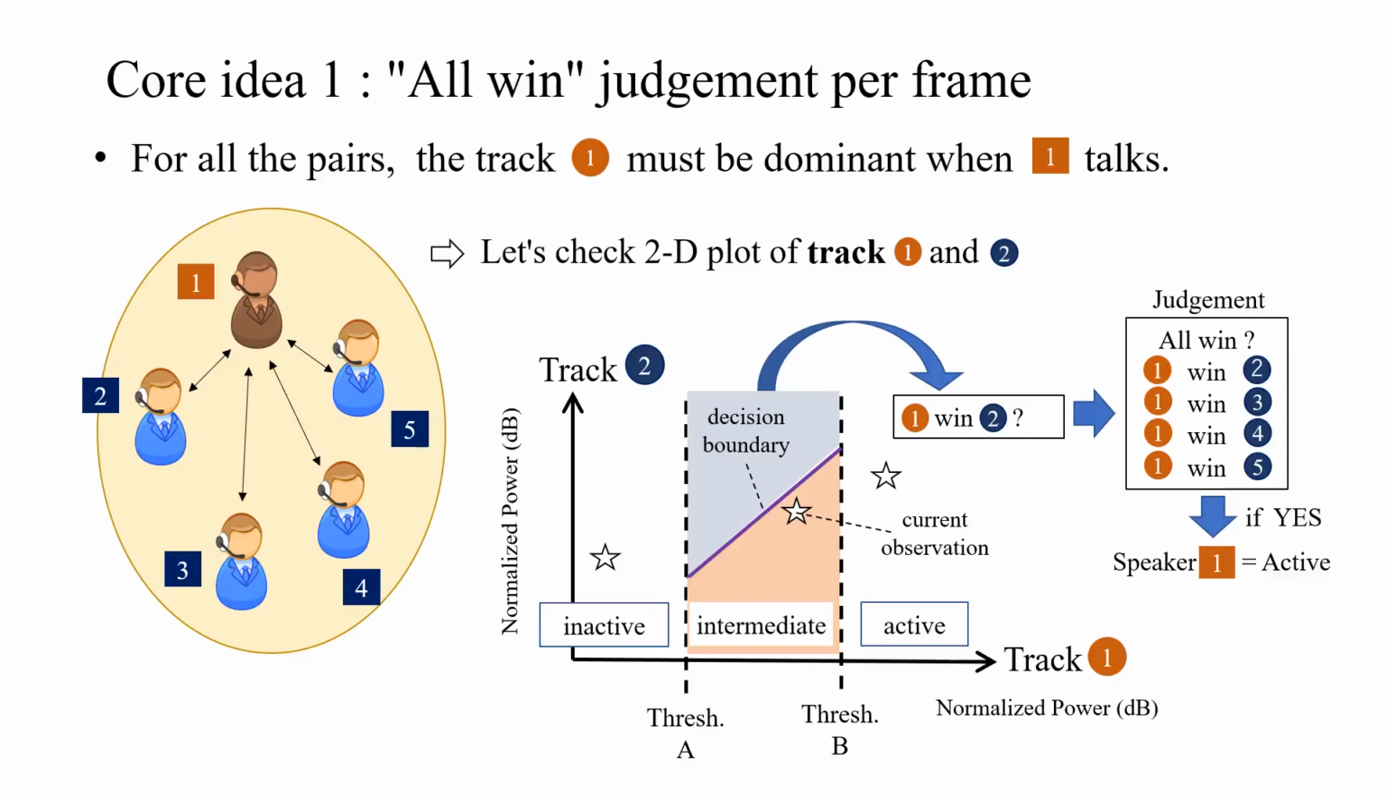For example, let's say we are looking at speaker 1 to determine if it is active or inactive. Then we have 4 pairs, like 1 and 2. The power observations of 2 audio tracks can be plotted in 2 dimensions. If the current observation is below the decision boundary, it is positive support that speaker 1 is active. When track 1 wins in all pairs, we can finally determine that speaker 1 is active.